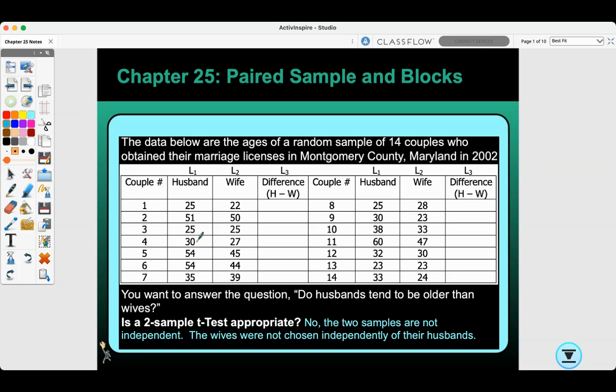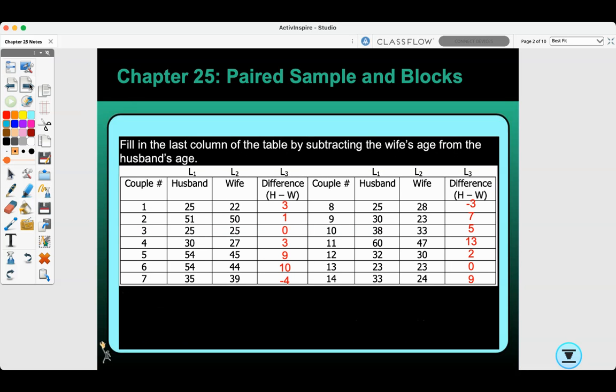So no, the two samples are not independent. The wives are not chosen independently of their husbands. So they're linked here. So the first thing we want to do is fill in the last column of the table by subtracting the wife's age from the husband's age. And if you want, you can put all the husband's ages in list 1, the wife's ages in list 2, and then do L1 minus L2 in list 3 to get the difference in ages. And here are the differences in ages.